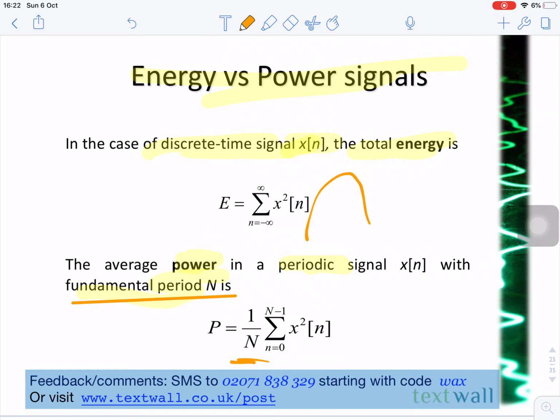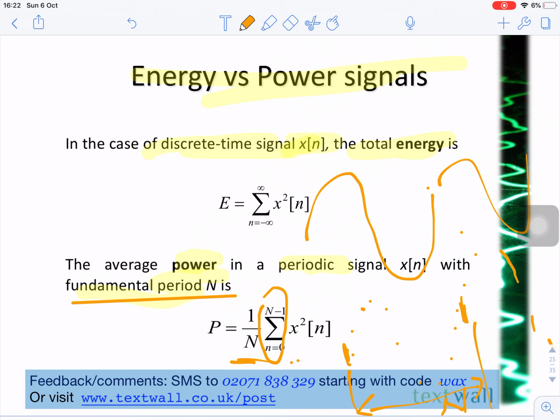For example, the discrete signal keeps on moving. The fundamental period here is going to be N, and this is the energy during one period, the x squared. Just be careful about the ending values, okay? Just be careful.